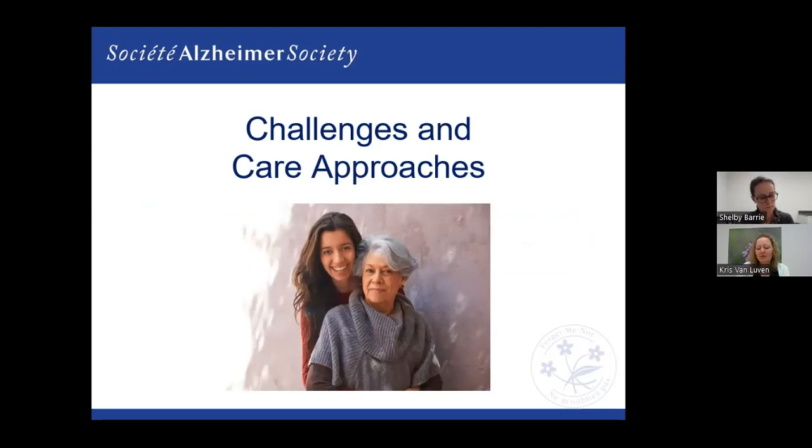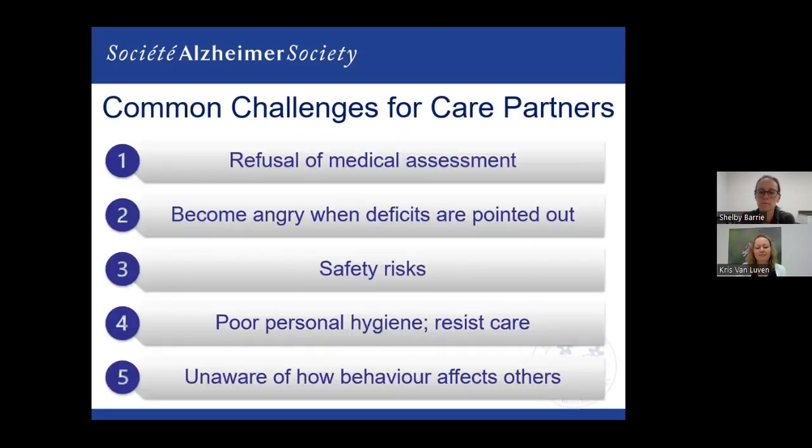When supporting a person who's living with dementia that's also experiencing anosognosia, it can lead to some challenges for care partners. And over the next slides, we're going to explore some of those specific challenges, and then we'll provide some suggestions for care approaches that might help. So that lack of awareness might lead to some challenges for care partners, and you can see we have them listed up here on the screen.